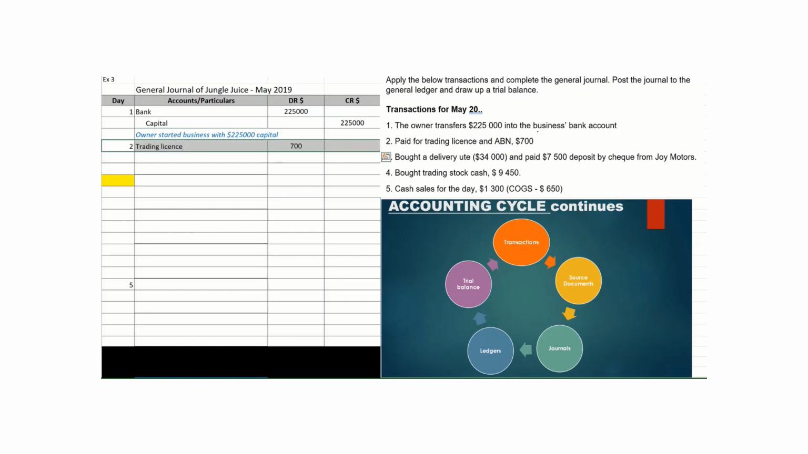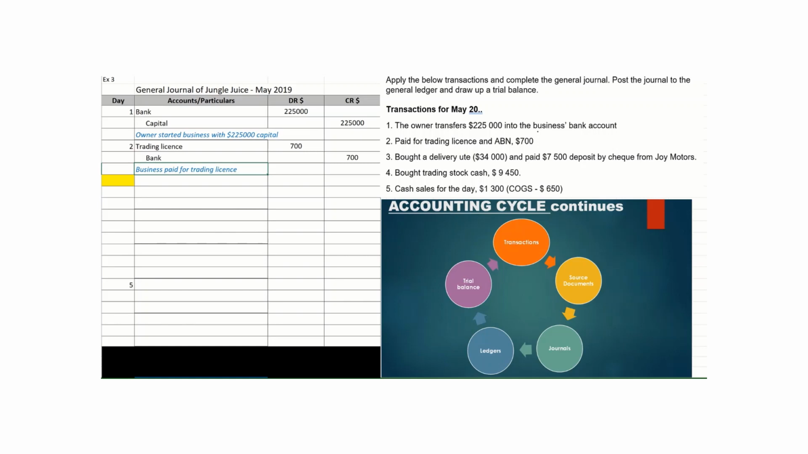So the nature of expenses is debit. So I would debit my trading license, and if you want to add ABN in there. And I already said bank is an asset. We paid money, so bank would decrease. So I would credit bank. My narration: business paid for trading license, and you could put in there by check or electronic transfer, etc.